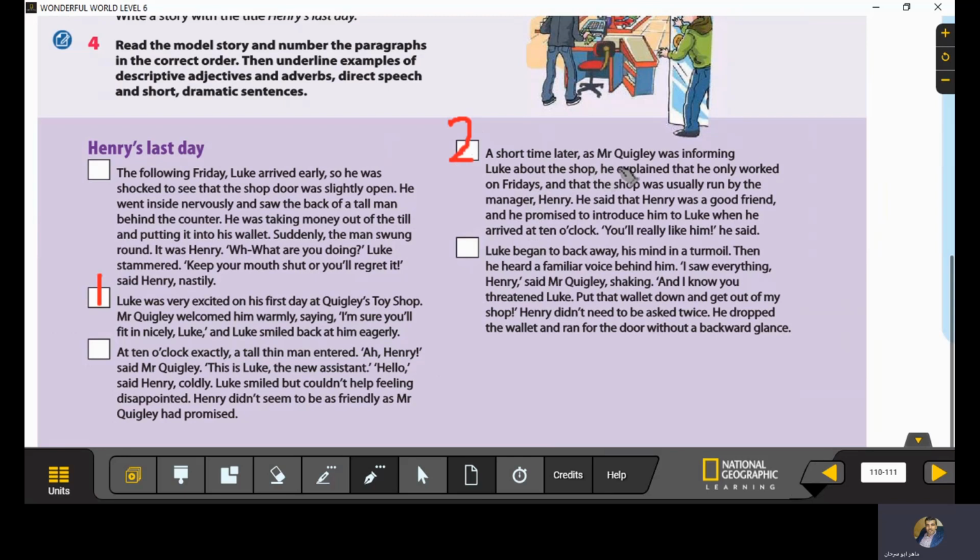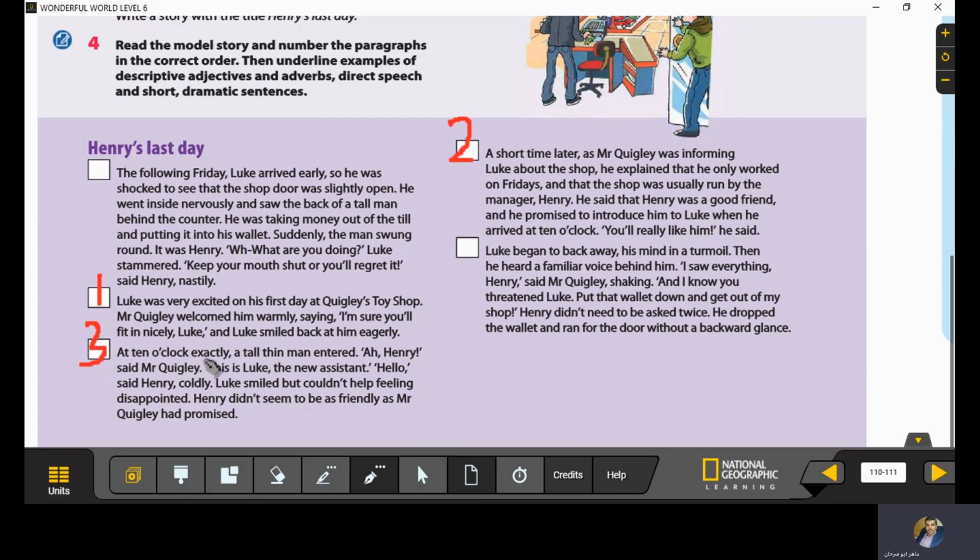A short time later, as Mr. Quigley was informing Luke about the shop, he explained that he only worked on Fridays and that the shop was usually run by the manager, Henry. He said that Henry was a good friend and he promised to introduce him to Luke when he arrived at 10 o'clock. "You will really like him," he said. Now, the next event is this one. This is number 3.